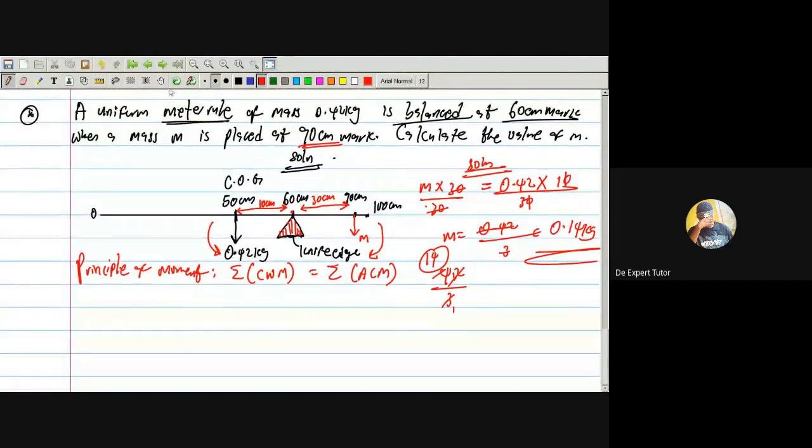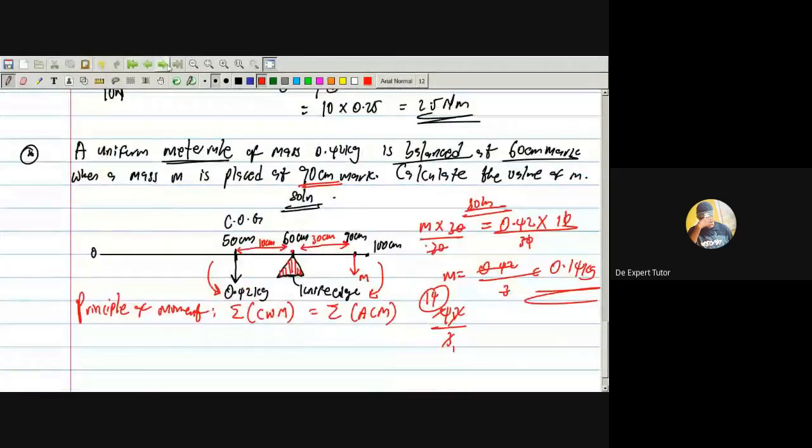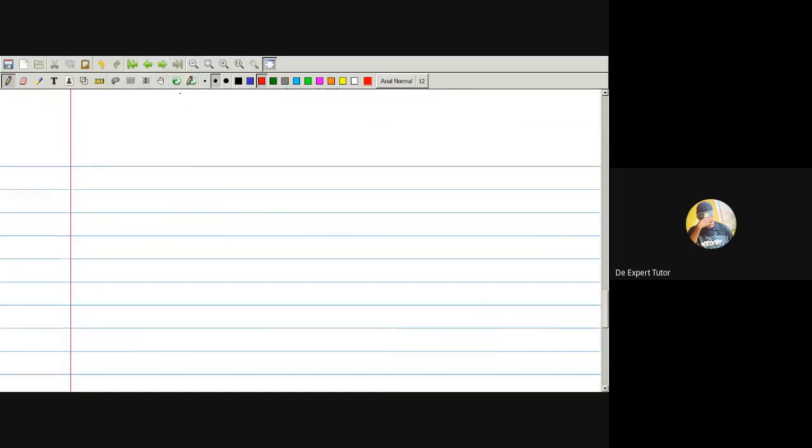So this is how we use the principle of moments. Nice. The next aspect we are going to be looking at is Lami's theorem. Let's look at Lami's theorem.